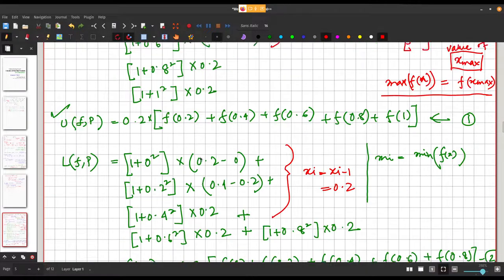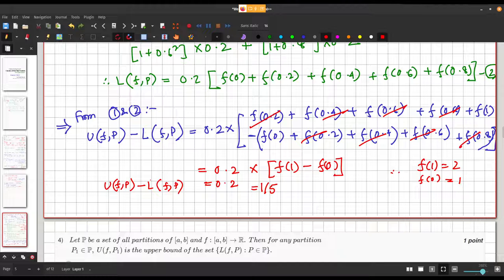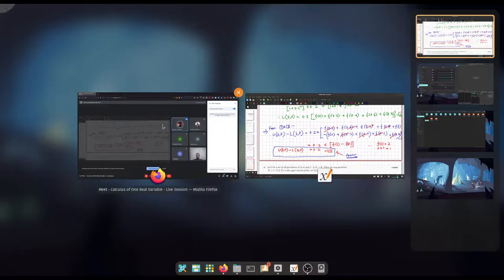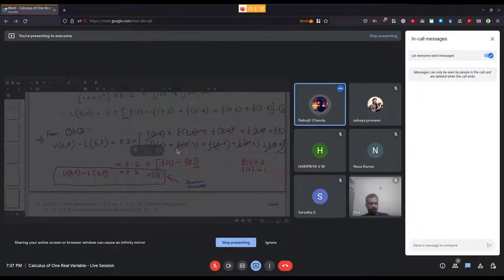Okay, so this is our answer. Let me put a box here. Okay, so this was our problem number 3 of this tutorial session. So please let me know if you have any problem understanding this, or if you have any other questions. I will wait for a few moments for questions, and then I'll move to the next problem.